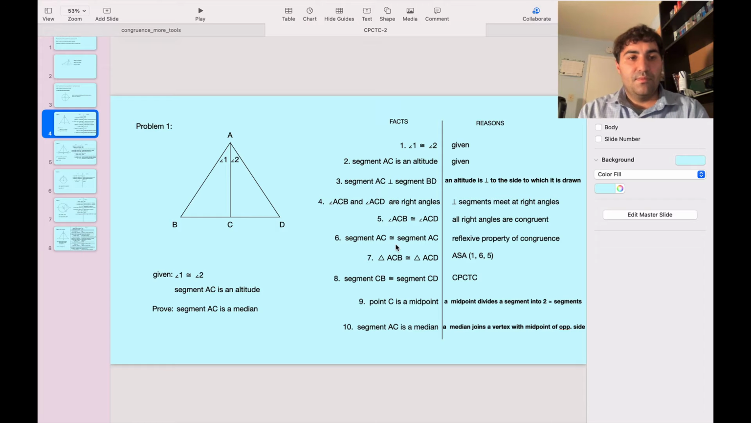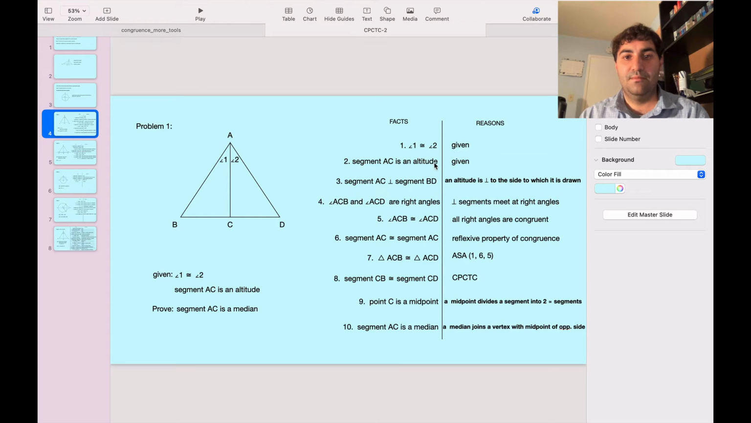Okay, so let's do some problem solving. So here we have a triangle ABD, and C is kind of like, doesn't necessarily have to be in between, but it's just a point on BD. We're given the angle 1 is congruent to angle 2, and that segment AC is an altitude, and we want to prove that AC is also a median.